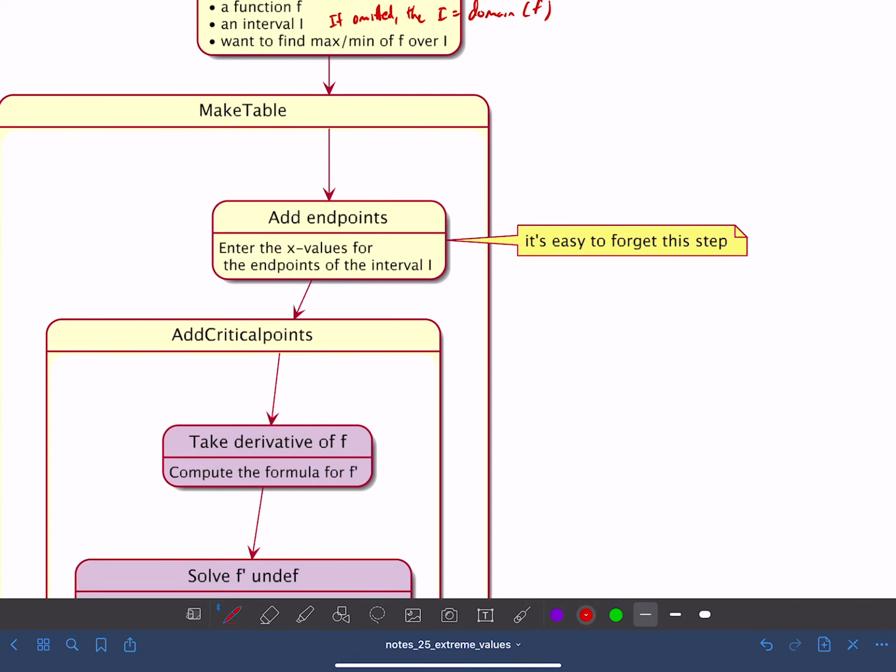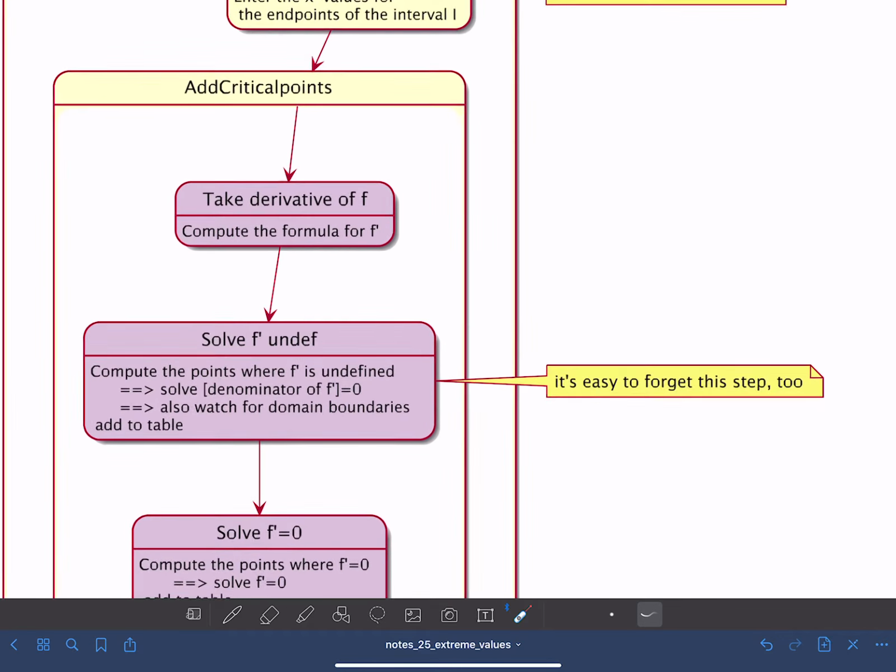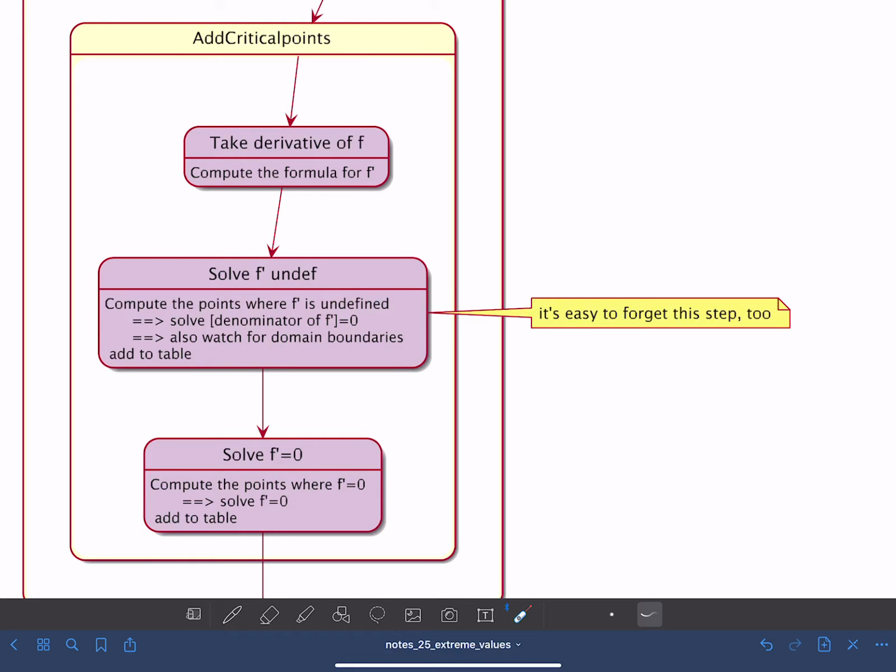When we make a table, the first thing I like to do is add my endpoints. First thing I want to do is add my endpoints because it's easy to forget to do that. So we'll just take the x values for the endpoints of the interval I, and we'll put them in the table. Then we're going to add the critical points. How do we find the critical points? So remember that crit points are of 2 flavors, either f prime equals 0 or f prime does not exist. In both cases, it has to do with f prime, and so we've got to deal with it.